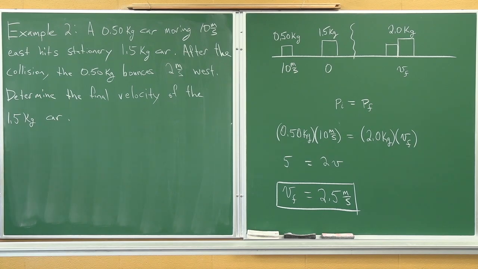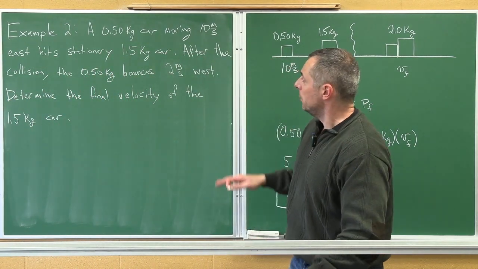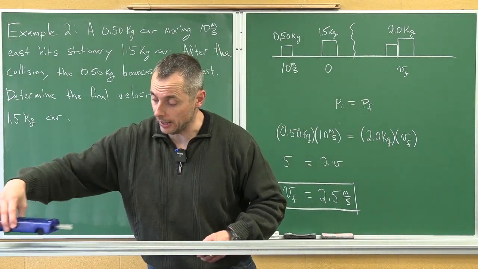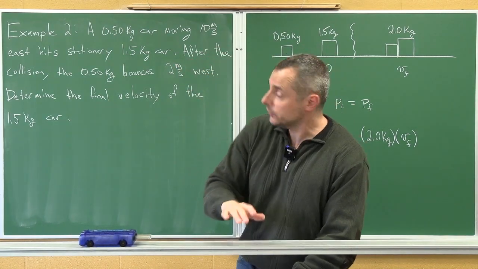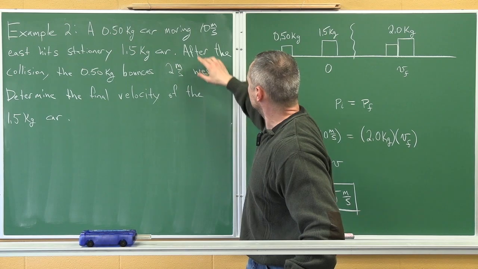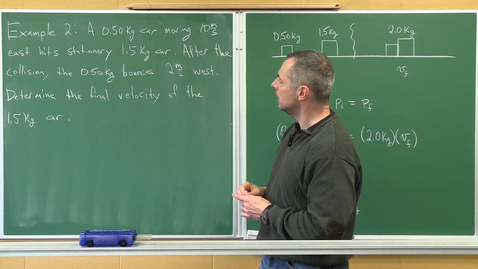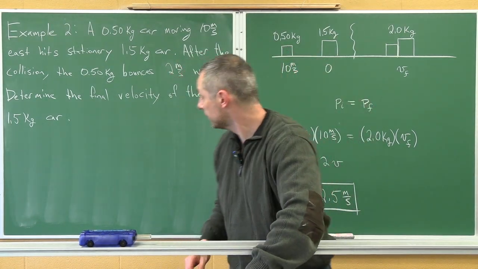Okay, so there's pretty much a word description of what happened here. We had a 0.5 kilogram car coming in as before, fast, hits the stationary, more massive car, and then it bounces back. Notice the east versus the west, it reversed direction, and we want to determine the final velocity of this car here.